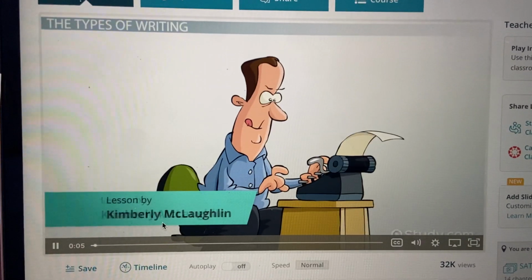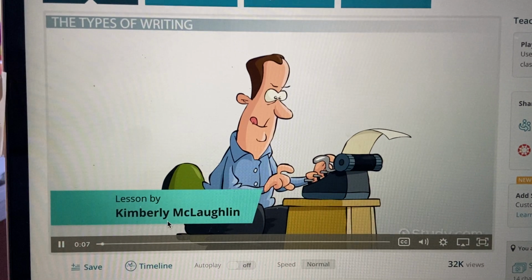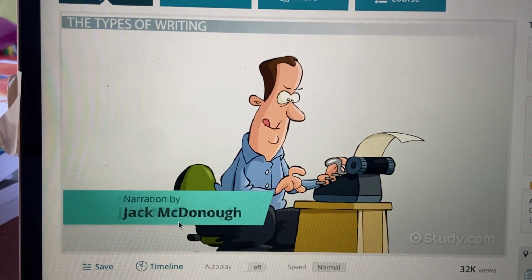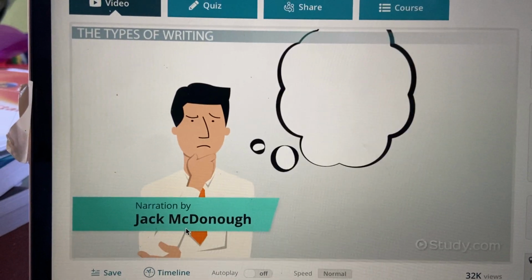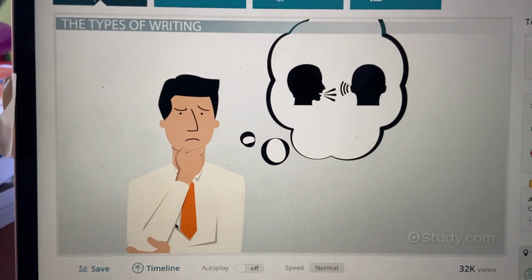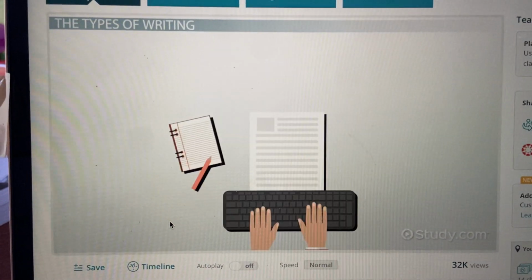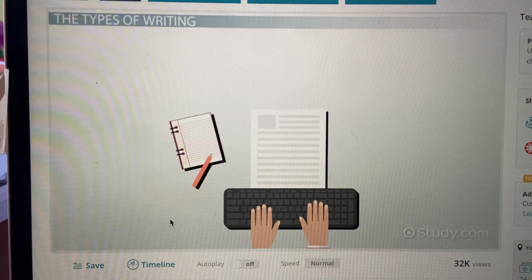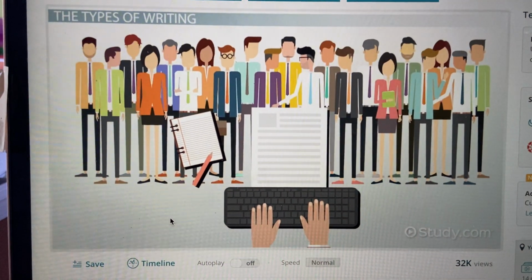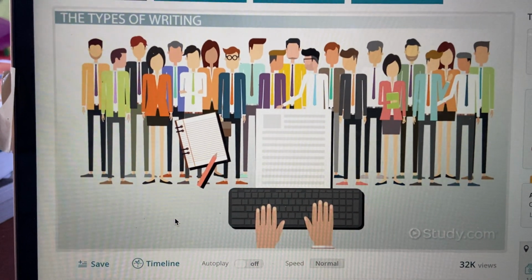When you are trying to decide what type of writing you want to do, you need to think about a couple of things. You're going to want to think about what you want to say and who you are saying it to. Your specific topic affects what type of writing fits, and your audience also plays a major role in how you deliver what you want to say.